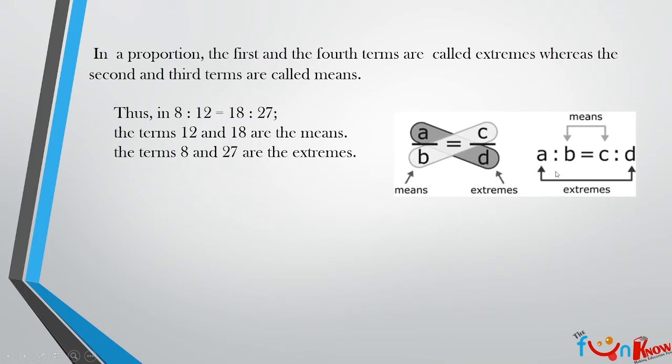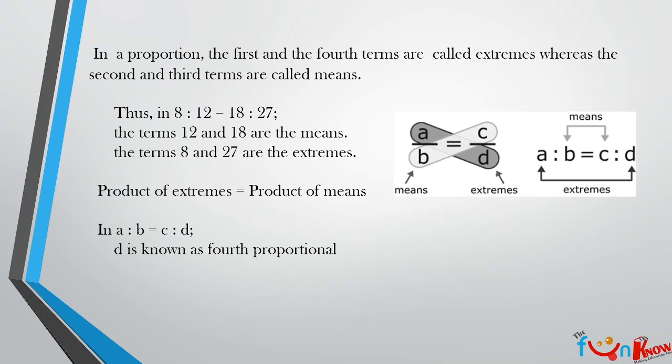You can also remember it like this: this value and this value, that is A and D, at the extreme ends will be considered extremes, and the middle parts, that is B and C of each ratio, will be considered means. Product of extremes is equal to product of means. So whenever there is a proportion, you can write the product of extremes, that means 12 and 18, and 8 and 27. Whatever the products of extremes and means are, that will be the answer.